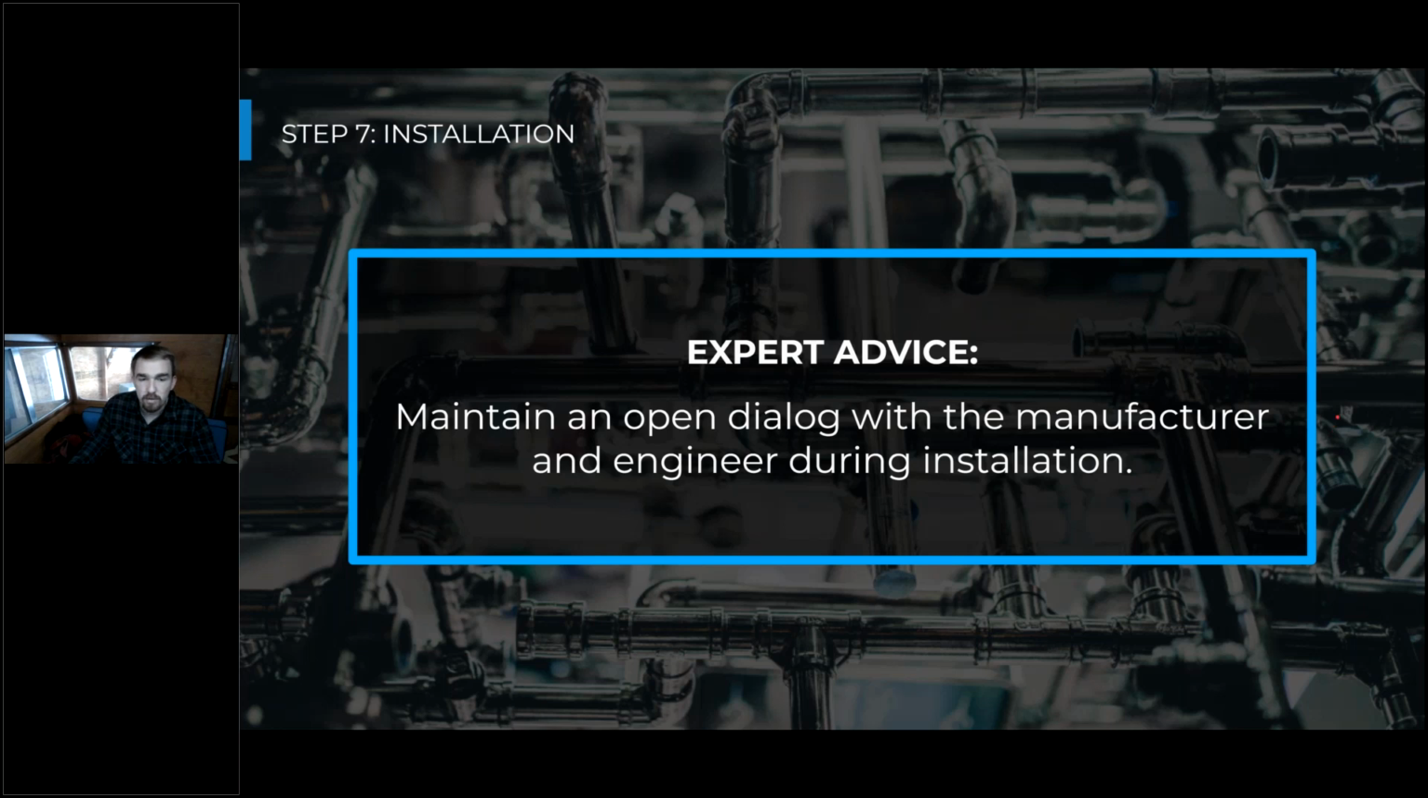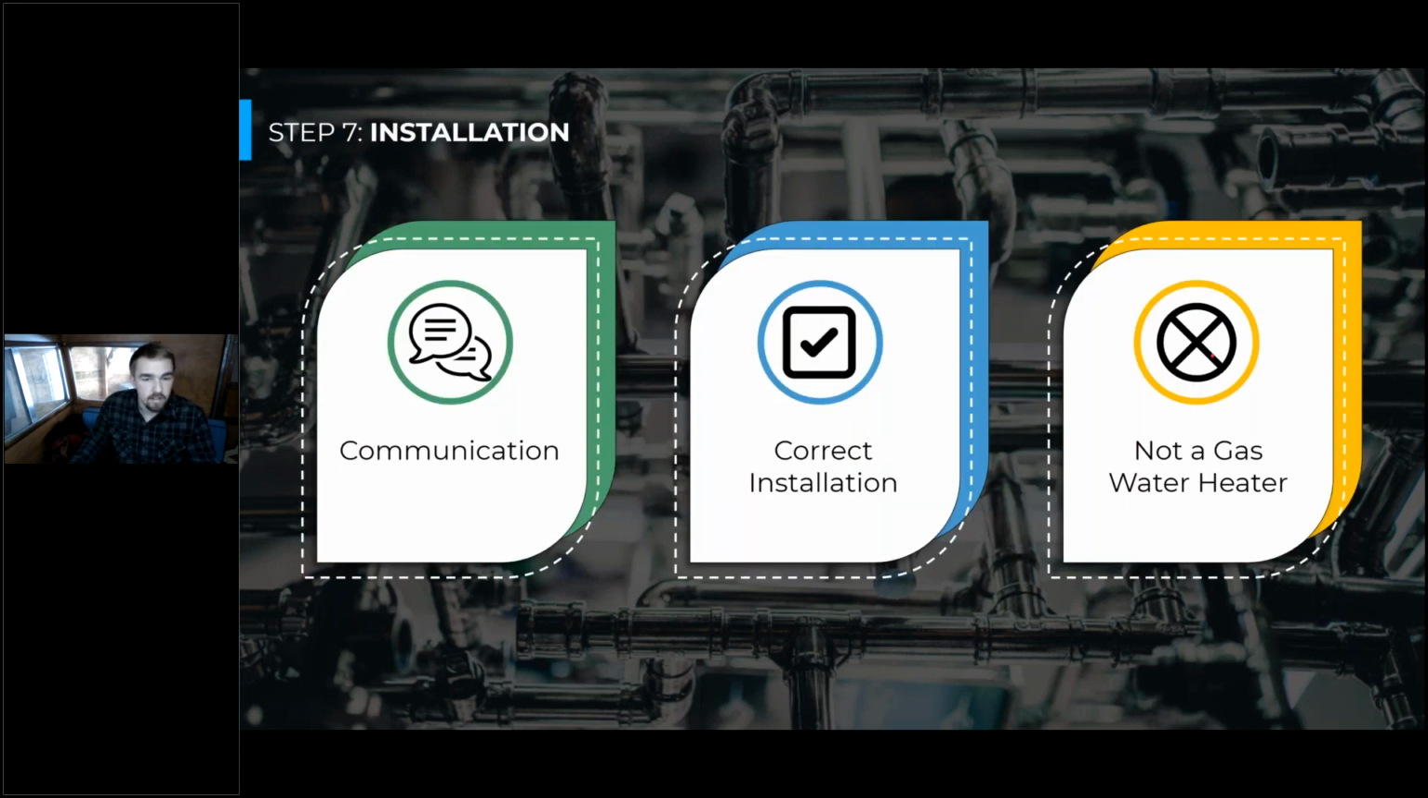So if possible, let your contact know ahead of time what the actual installation schedule will be, so then they can anticipate any questions that can come in. And so the three big pillars to consider when you're installing equipment is communication. You need to ensure correct installation to ensure reliable and efficient heat pump water heater operation. And you need to remember that this is not a gas water heater, so any best practices that you have with that need to be carefully considered.